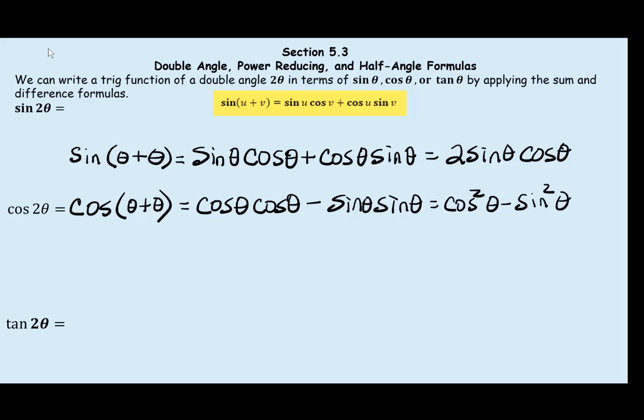And you can write that a couple of other ways that are useful sometimes. Cosine squared theta is the same thing as 1 minus sine squared theta, of course, because of the Pythagorean identity. So you can also write this as 1 minus 2 sine squared theta. And then also, of course, sine squared theta is 1 minus cosine squared theta, so you can also write this as 2 cosine squared theta minus 1. So there are 3 useful forms of that cosine 2 theta.